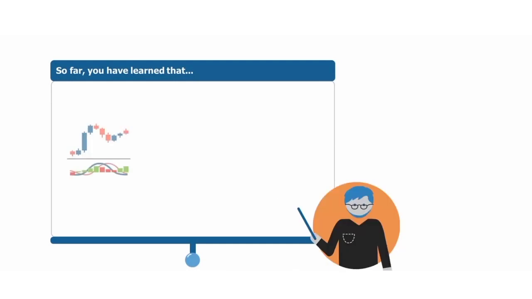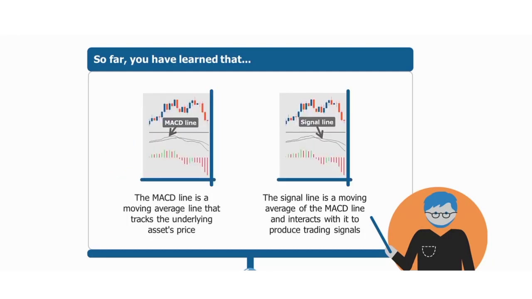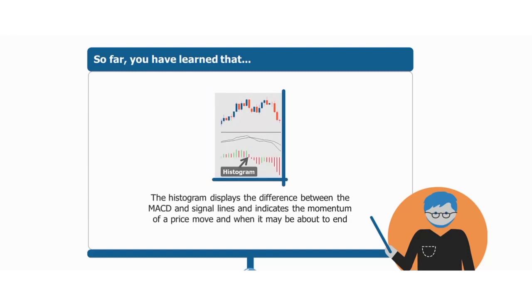So far, you have learned that the MACD is a trending indicator. It can help you decide when to buy or sell an asset, enabling you to enter trades as they start and exit them before they finish. The MACD line is a moving average line that tracks the underlying asset's price. The signal line is a moving average of the MACD line and interacts with it to produce trading signals. The histogram displays the difference between the MACD and signal lines and indicates the momentum of a price move and when it may be about to end.